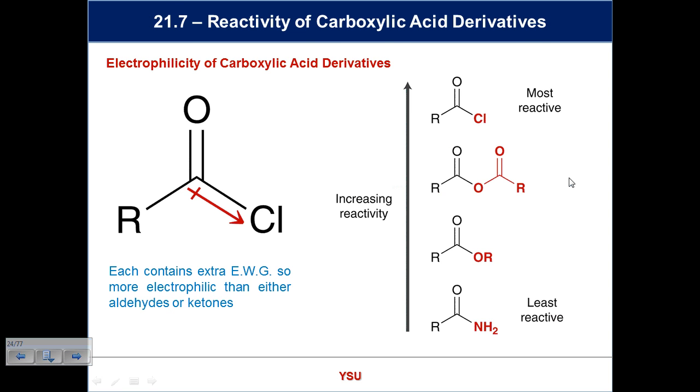Right, what we really want to play with today is this idea of reactivity. We want to talk about what they're used for. And we'll see that there is a pattern here in which the chlorides and the anhydrides tend to be very reactive with nucleophiles. Esters tend to be less reactive. You can make them react. And amides tend to be the least reactive, and therefore they're the most stable.